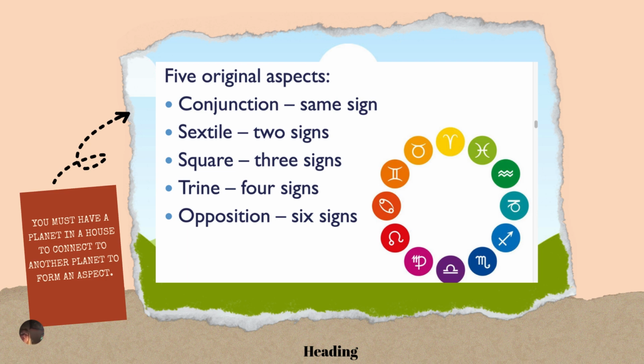So let's pretend like we have a planet in Leo. If we have an opposition to Leo, we would have a planet also in Aquarius. If we had a conjunction, we would have 2 planets in Leo. If we had a sextile, we would have a planet in Leo and a planet in Libra. If we had a square, we would have a planet in Leo and a planet in Scorpio. If we had a trine, we would have a planet in Leo and a planet in Sagittarius.